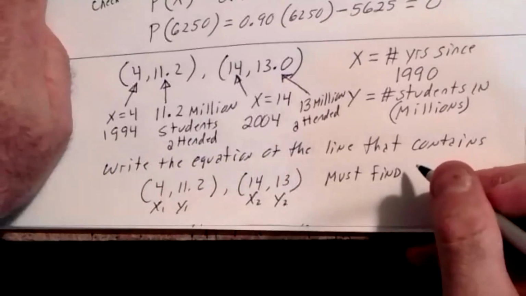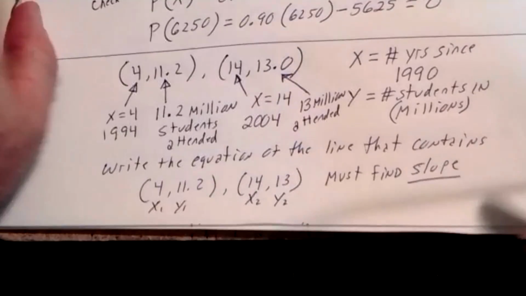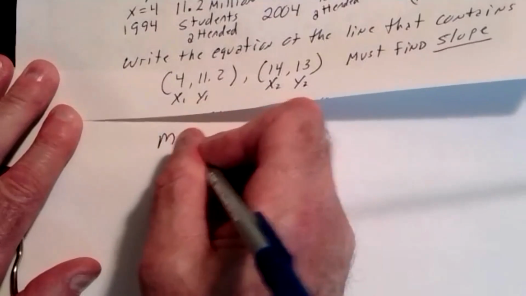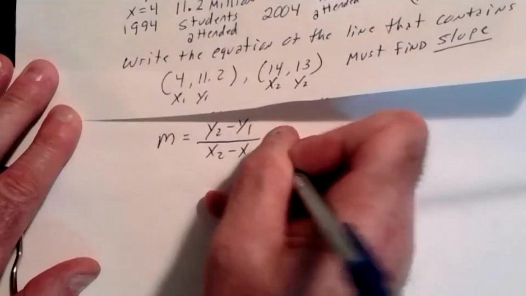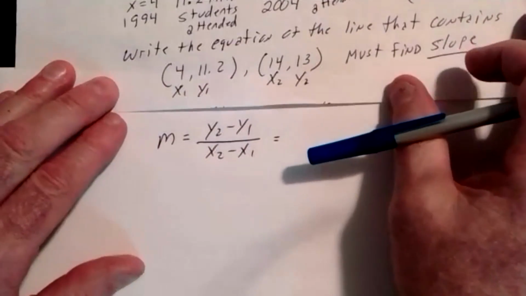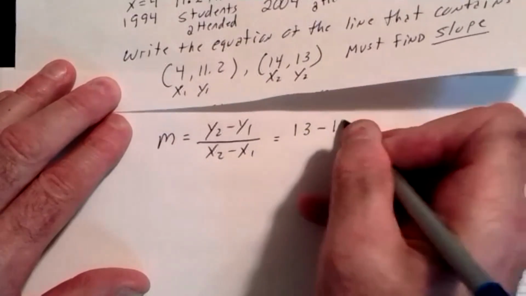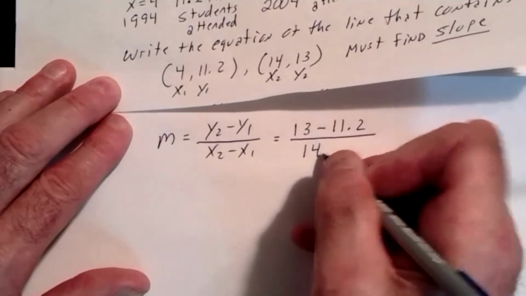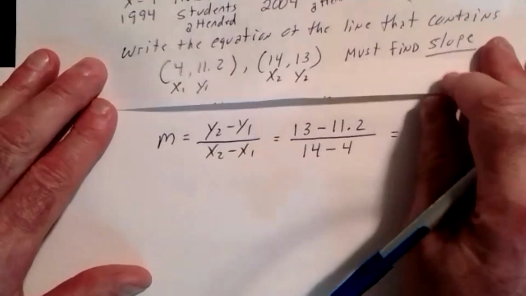What do we got to find first, ladies? I'm going to write this equation. The slope. Got to find the slope first. So we're going to use our slope formula. Therefore, to write the equation of this line, we need the slope. The slope of this line is going to be y2 minus y1 over x2 minus x1. Based on how I labeled my points, my y2 is going to be 13, minus y1, which is 11.2, divided by x2, which is 14, minus x1, which is 4. What's 13 minus 11.2?